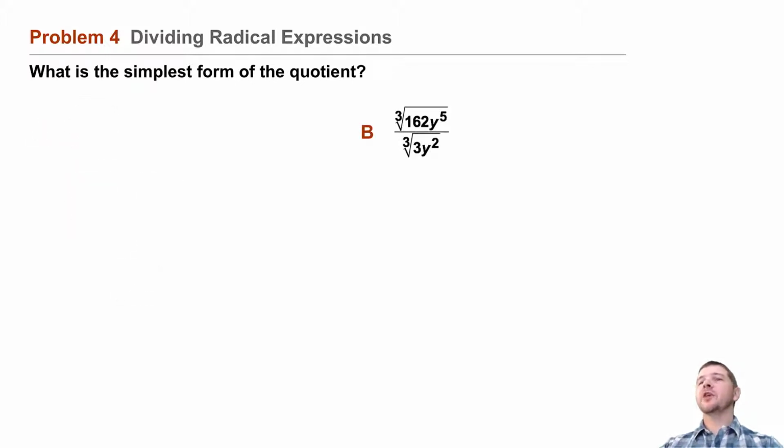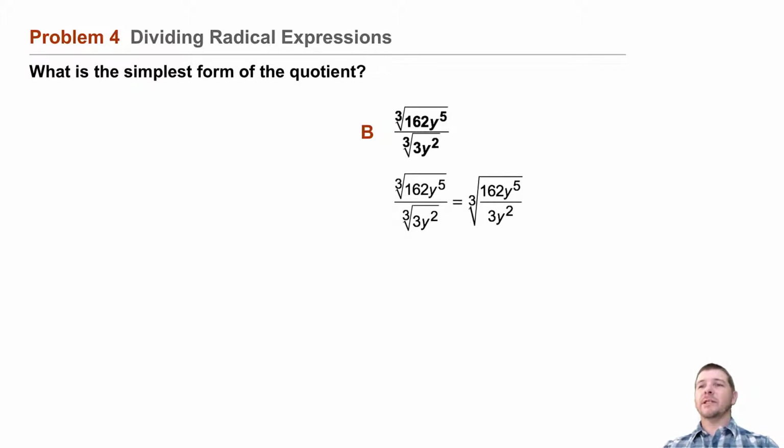Part B, the cube root of 162y to the 5th power over the cube root of 3y squared. A common index value of 3 indicates that we can rewrite this quotient as the cube root of the quotient 162y to the 5th power over 3y squared. Simplifying the radicand, we have the cube root of 54y cubed.